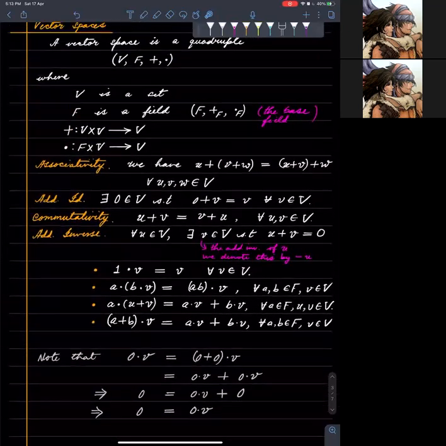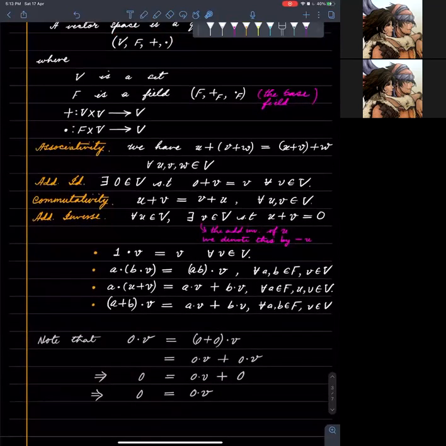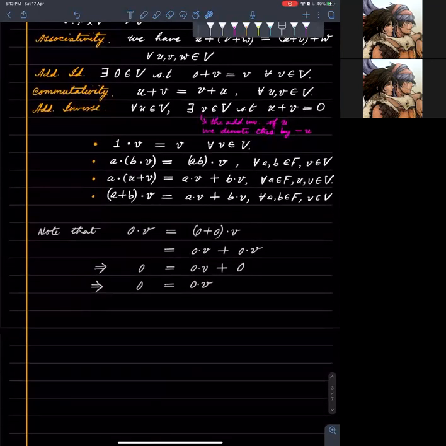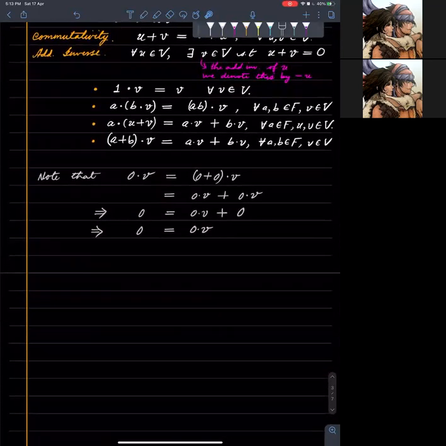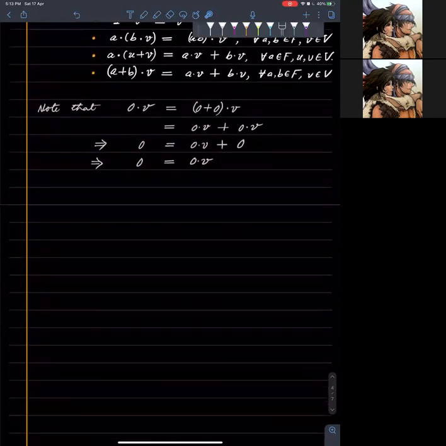Now again, this is an abstract definition. This quadruple, so many axioms, scary when we first see it, but really one should look at examples to understand what's going on. So here is our first example. Consider R to the n.